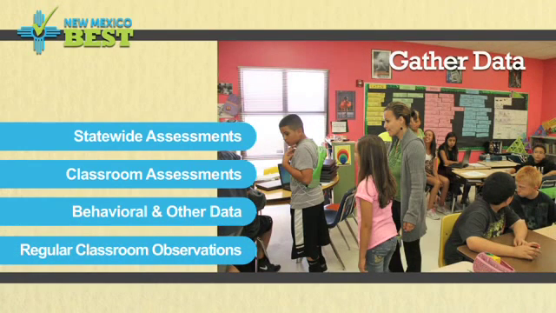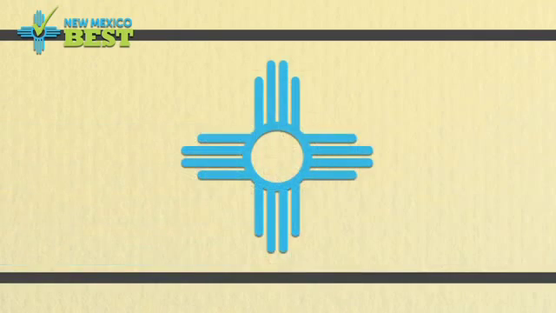Teachers should also watch students closely, noting how they respond to different types of activities and lessons, and how they engage with peers during class. This will allow teachers to develop a complete picture of each student's strengths and weaknesses.